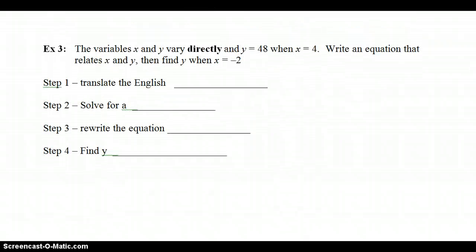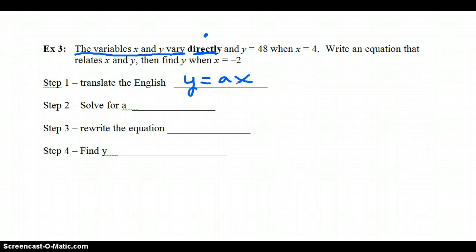So in example 3, we're given a word problem, and the 4 steps are to translate the English into math, solve for a, rewrite the equation, and then find what it asks for. So we've been doing a lot of things this year with Lit Lab and reading. So let's see if we can translate English. The variables x and y vary directly, okay? And remember in our previous 2 examples, directly means times. So when we see y varies directly, we're going to put in the model y equals a times x.